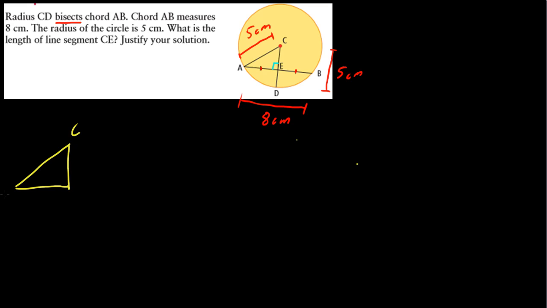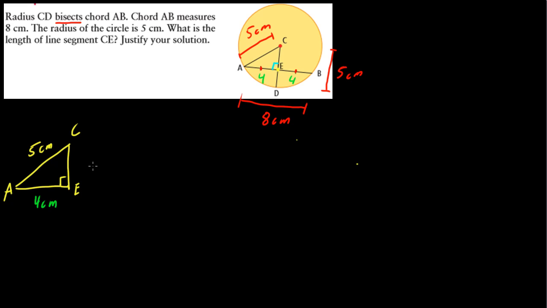Anyways, let's go ahead and redraw our triangle. We have C here, A here, and E over here, and I have a 90 degrees, and I know this is 5. Now, if AB is bisected, then that means that equal distances have to be to the left and to the right of this midpoint E. So we have to have that this is 4 and this is 4 centimeters. So we have 4 centimeters here, and 5 centimeters over here.